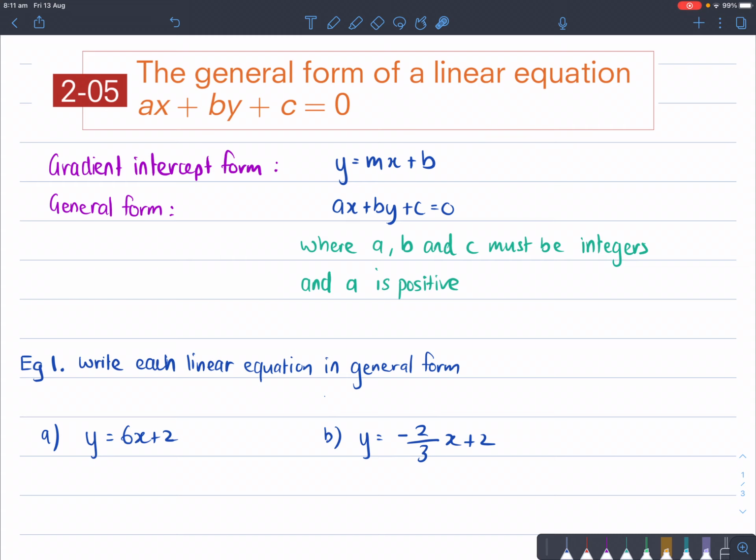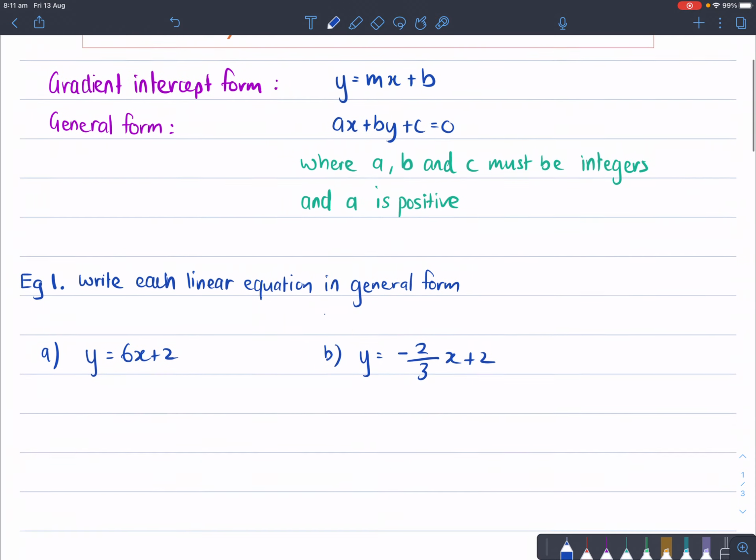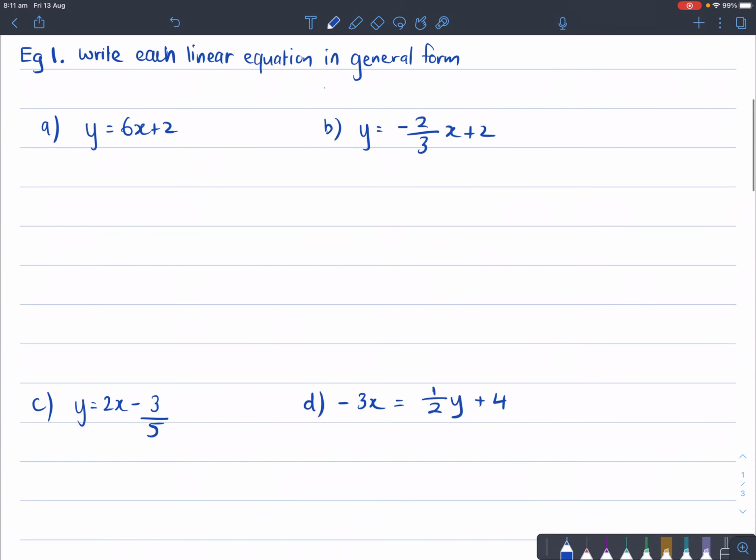Alright, so let's have a look at example 1. Write each linear equation in general form. So what we're going to do here is ask ourselves, is the coefficient of x positive? It is. So if it's positive, we wouldn't move it to the other side, because moving it to the other side, or subtracting 6x from both sides, will make the x coefficient negative. So we won't do that. We'll keep it on this side.